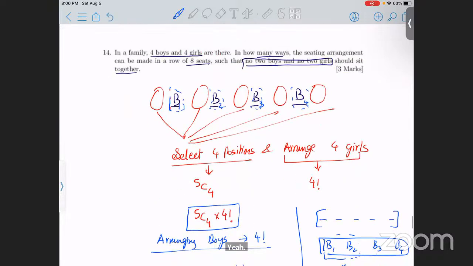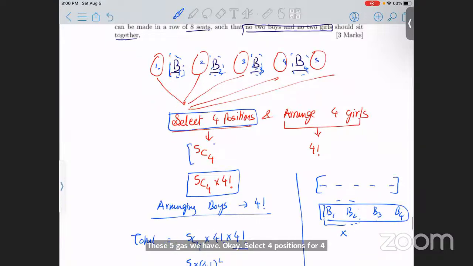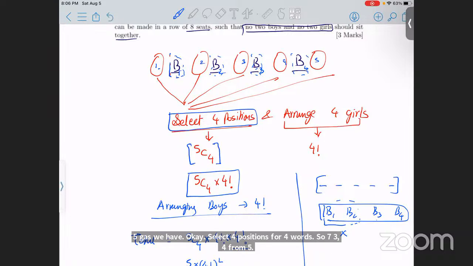Look, we will first fix the position of 4 boys. We will arrange 4 boys: 1, 2, 3, 4. Then there are 5 gaps: gap number 1, 2, 3, 4, 5. In these 5 gaps, you have to select 4 positions for 4 girls. Selecting 4 positions from 5 is 5C4, and arranging the 4 girls is 4 factorial.